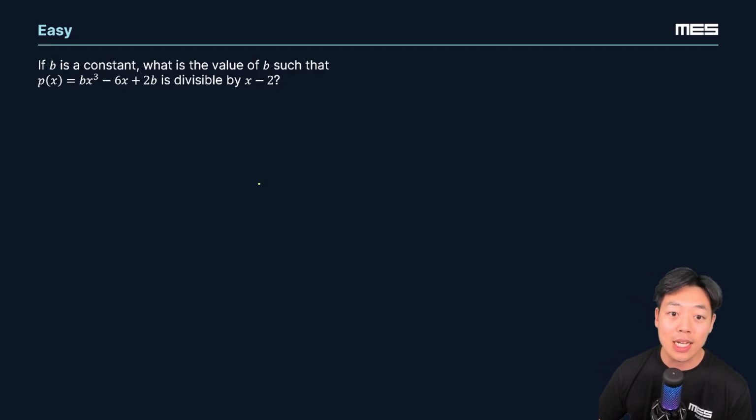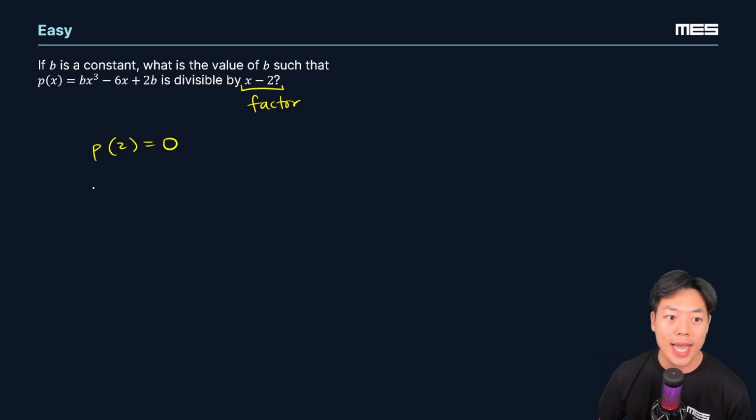If b is a constant, what is the value of b such that p of x is divisible by x minus 2? This is another way of saying that x minus 2 is a factor of p of x. So that means p of 2 is going to equal 0. Very similar to the problem we just solved. So we're going to plug in 2 into all the x's that we see.